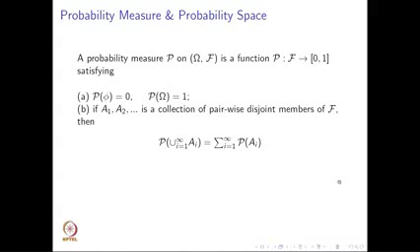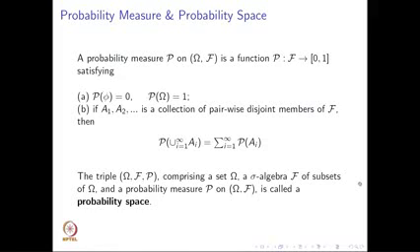Next, we look at the important concepts of probability measure and probability space. A probability measure P on a specific sample space omega and sigma algebra F is a function from F to the closed interval 0, 1 which satisfies the following properties. Probability of the null set equals 0, probability of omega equals 1, and if A1, A2 and so on is a collection of pairwise disjoint members of F, then the probability of the union of all such members equals the sum of their individual probabilities. Note that this holds because the sequence A1, A2 is pairwise disjoint.